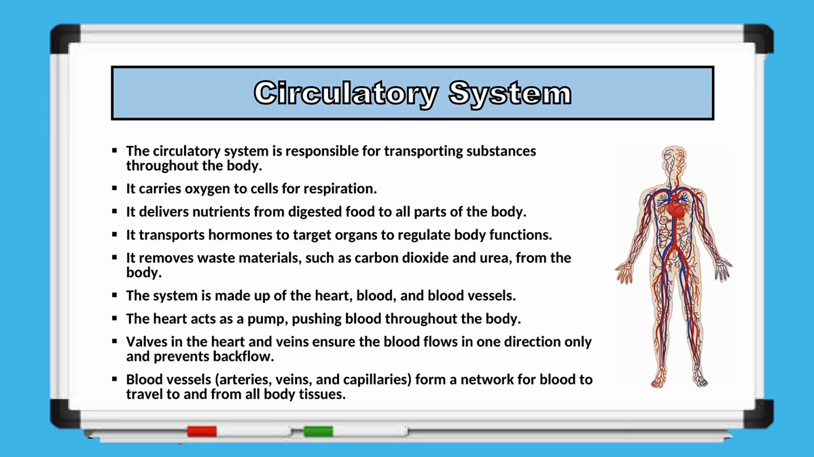This entire system is made up of 3 main components: the heart, the blood, and the blood vessels. The heart works as a powerful pump that pushes blood through the body. Valves in both the heart and the veins make sure the blood keeps moving in one direction and prevent any backflow. Finally, the blood vessels like arteries, veins, and capillaries create a complete network that allows blood to travel to and from every tissue in the body.